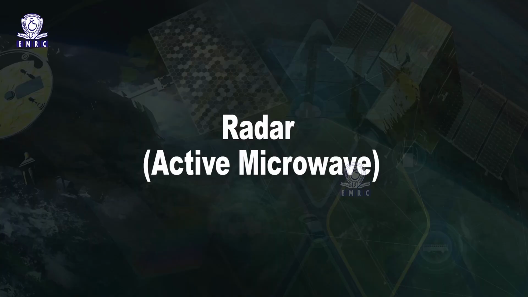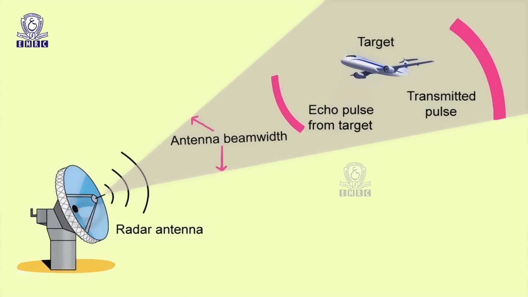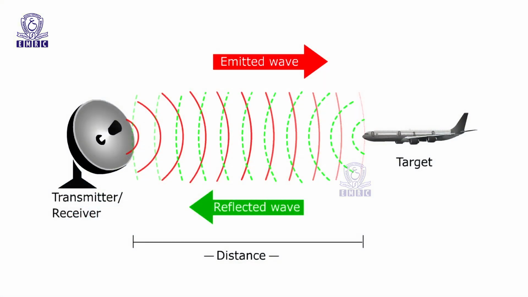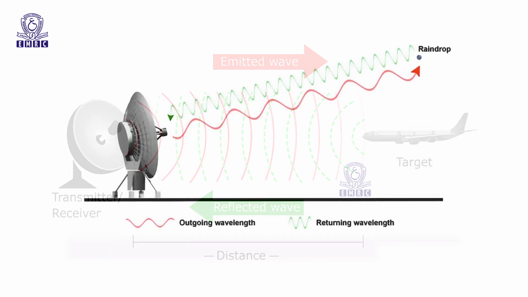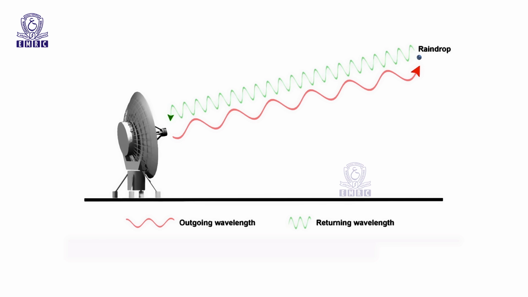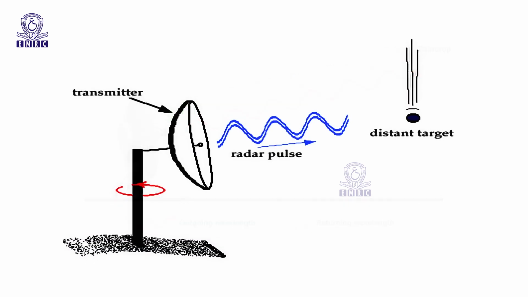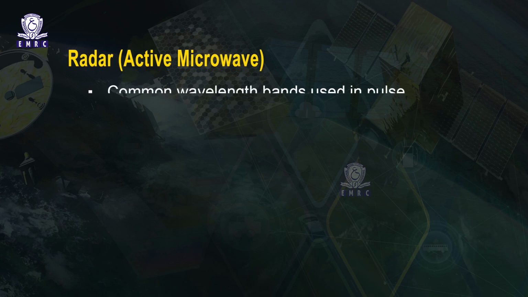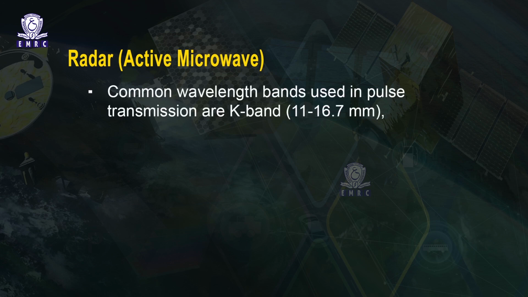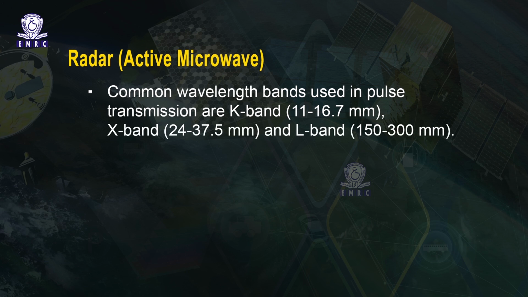Radar. Active microwave. Radar is a radio detection and ranging system which uses microwaves, wavelengths ranging from 1 millimeter to 1 meter. Microwave pulses are transmitted at the target or the surface, and the timing and the intensity of the returned signal is recorded. The transmission characteristics of the radar depend on the wavelength and polarization of the energy pulse. Common wavelength bands used in pulse transmission are K band, that is 11 to 16.7 millimeters, X band, that is 24 to 37.5 millimeters, and L band, 150 to 300 millimeters.